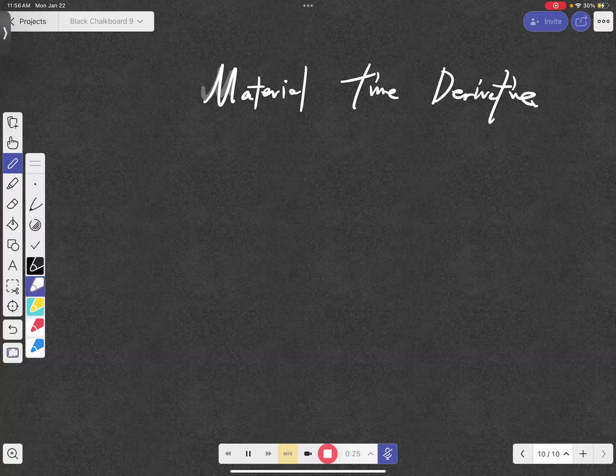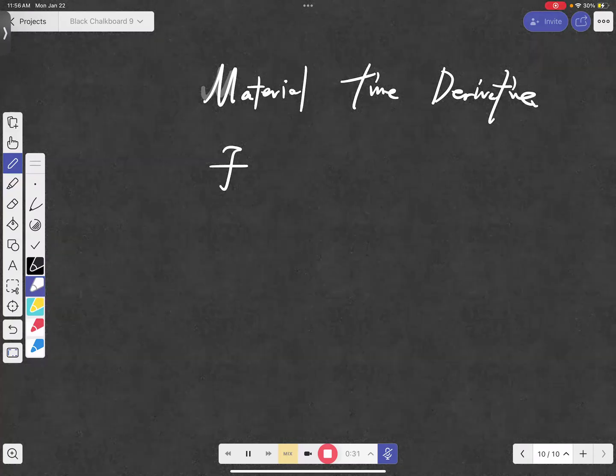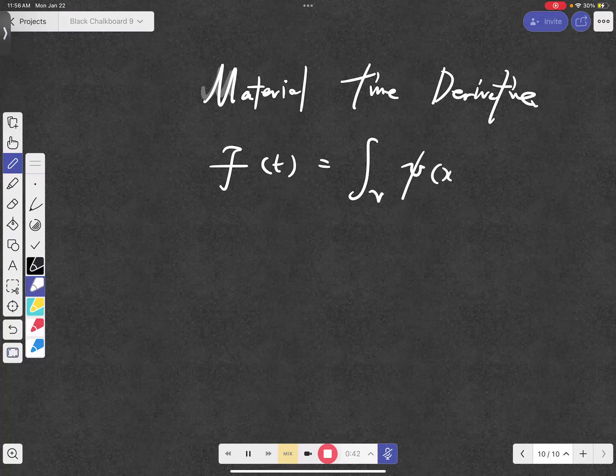By the way, let's consider a generic function f as a function of time, integrated over a domain. Now, this is not the volume or area fractions, but just a general function that is generic.